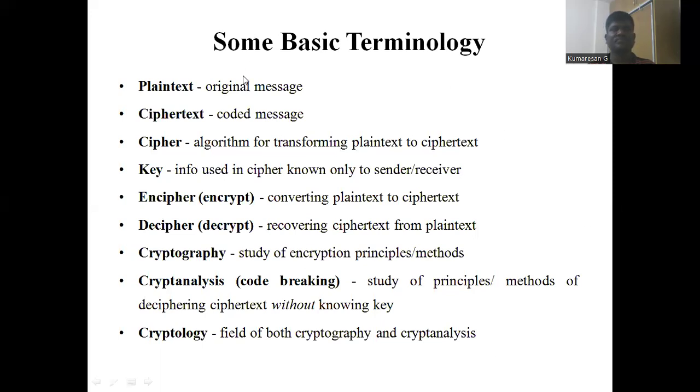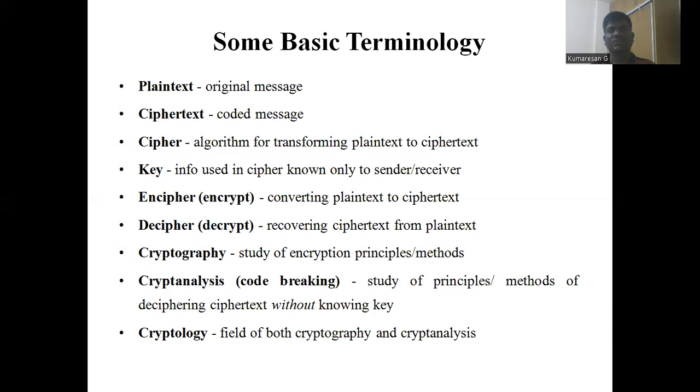Now let's see some of the basic terminology. Plain text is the original message. Ciphertext means a coded message, which is the encrypted message. So the plain text is converted into ciphertext, using a cipher. Key means that only with the help of the key can we encrypt the message. Encipher or encryption, as already discussed, means converting plain text to ciphertext. Decipher or decrypt means recovering the plain text from the ciphertext.